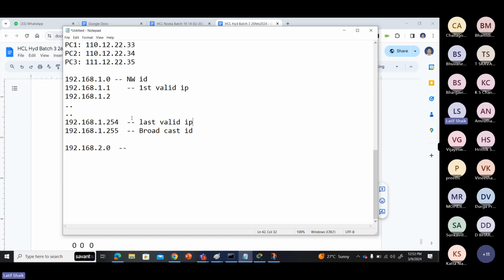First valid IP address, last valid IP address. It means you have computers, and you can start assigning 192.168.1.1, 1.2, 1.3, 1.4, 1.5 like that to each and every device. Up to 1.254 you can assign. 1.255 you cannot assign, and 1.0 you cannot assign. So that's why it is minus 2.